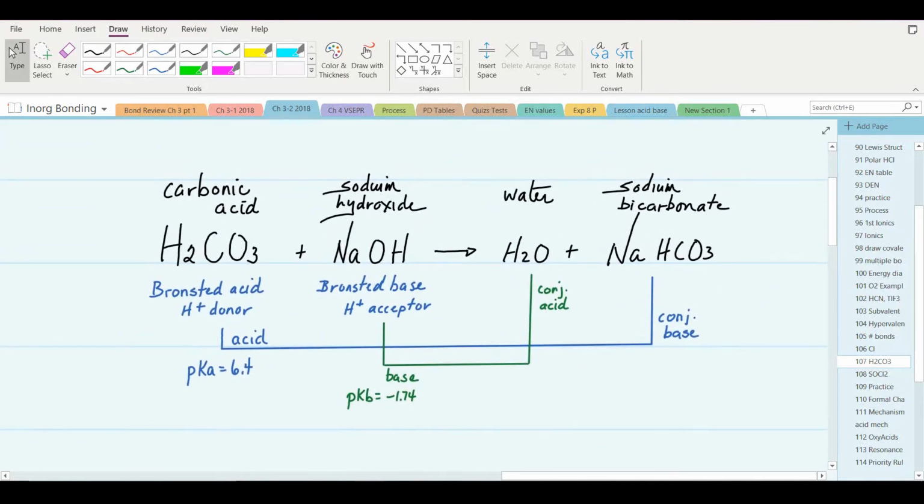We're going to look at the reaction of carbonic acid, a diprotic acid, with 1 mole of sodium hydroxide. And that will produce water and 1 mole of sodium bicarbonate. So even though carbonic acid is diprotic, we're just going to neutralize one of its acidic hydrogens in this first reaction, forming 1 mole of water and left with sodium bicarbonate.